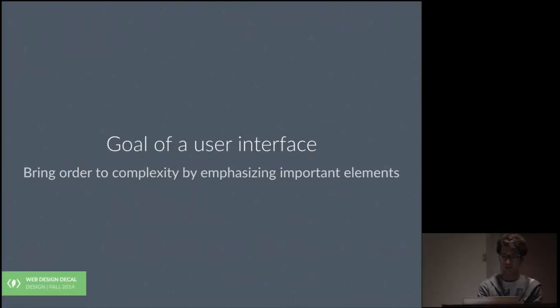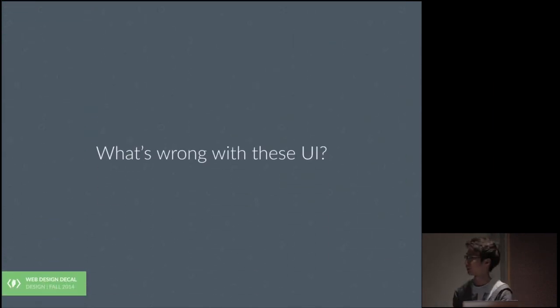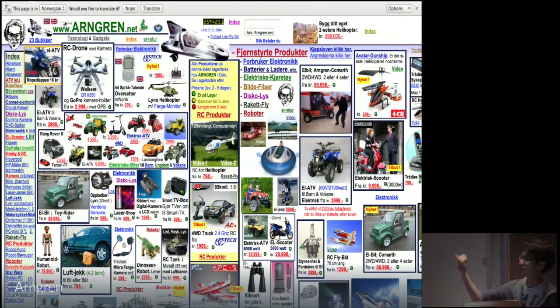So now we're going to get to spacing. Again, the goal of the user interface is to bring order to complexity by emphasizing important elements. Four ways. The first is spacing. Before I get to spacing, I'd like to do a little bit of a UI critique. Let's first review some of the UIs that demonstrate bad examples of spacing. What's wrong with this UI right here? I want some opinions regarding this so-called user interface.